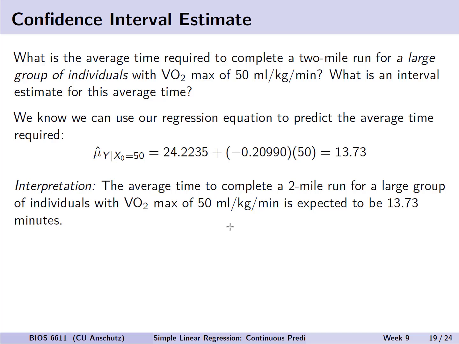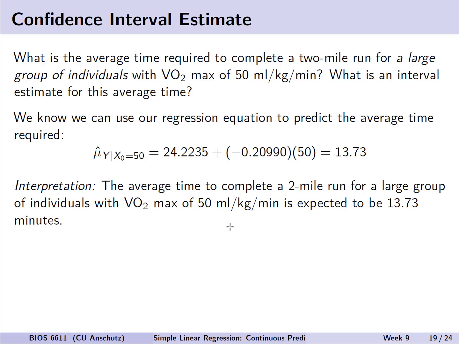A few things that are useful to do here rather than by hand are some of these confidence and prediction interval estimates that we looked at previously, deriving the equations for by hand. But we can do so in R with some functions that will make it much more efficient. For example, we might say, what is the average time required to complete a 2-mile run for a large group of individuals with a VO2 max of 50 milliliters per kilogram per minute? And what is an interval estimate for this average time?